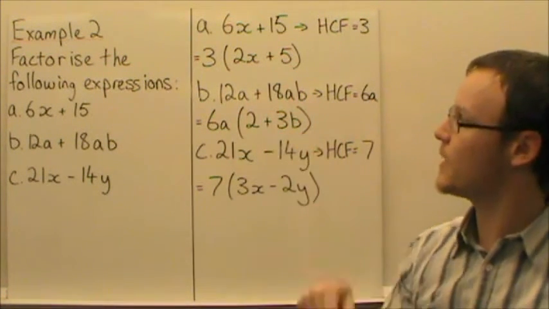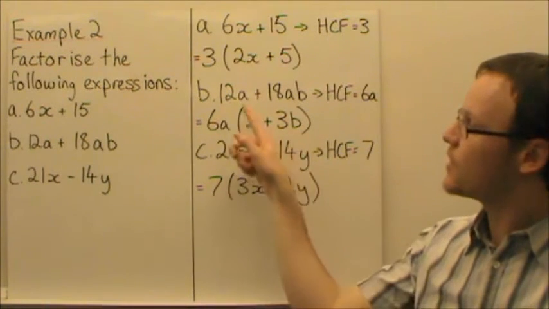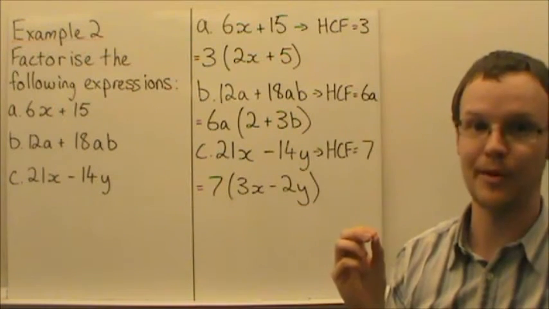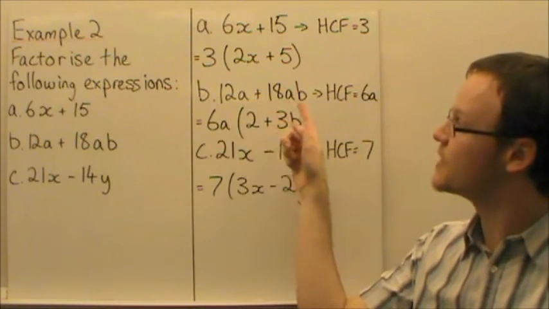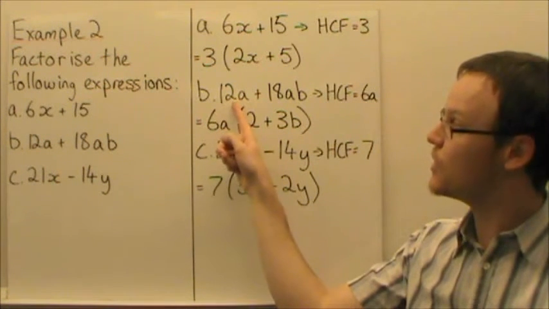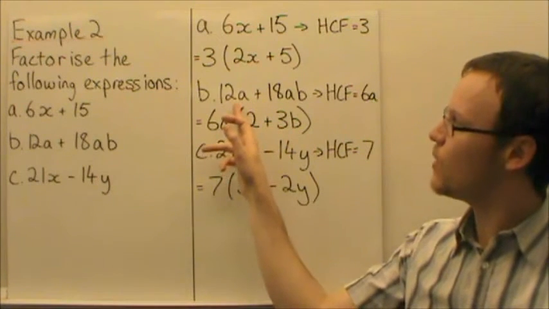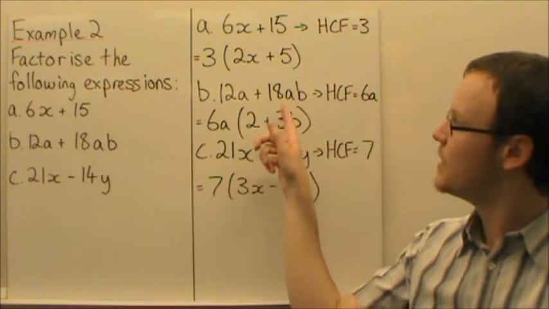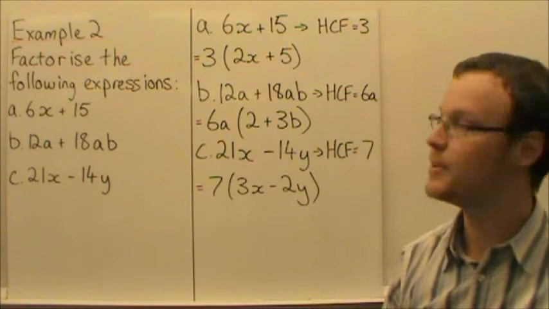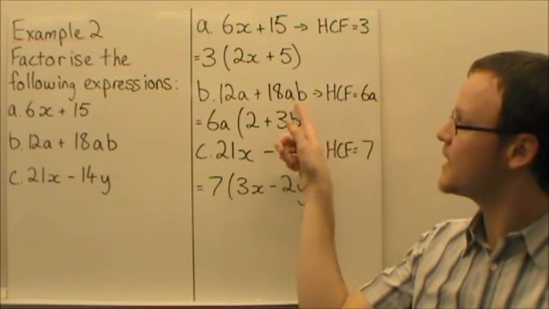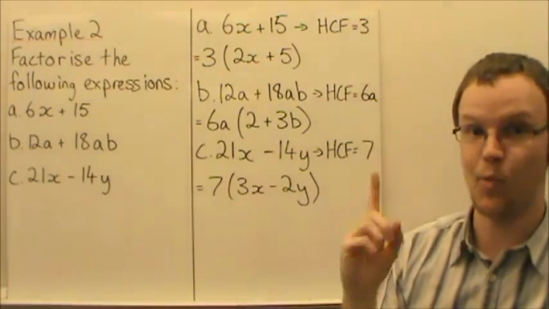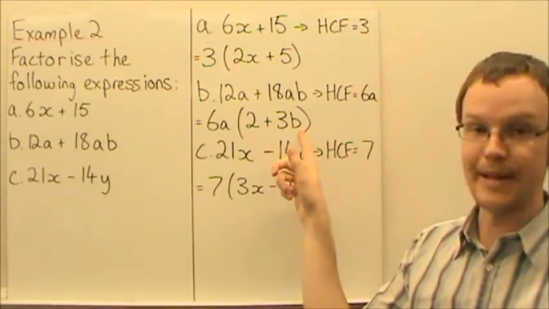Here we've got 12a plus 18ab. The highest common factor of 12 and 18 is 6. And we've also got a that is common to both of them. So the highest common factor of these two terms is 6a. So we can take that outside the brackets and divide 12a by 6a and we get 2. Divide 18ab by 6a and we get 3b, because 18 divided by 6 is 3 and the ab portion divided by a cancels the a out, because a divided by a is 1. And we're left with the b.